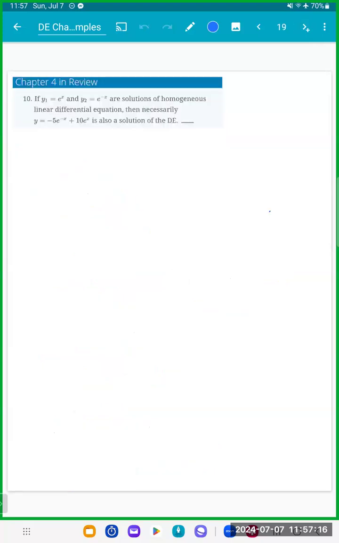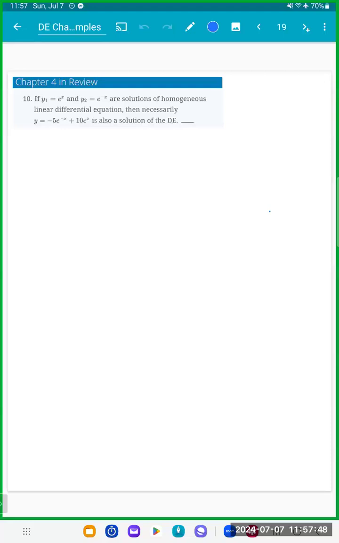The last type of problem that we're going to look at is out of the review section. So this one is really just asking you to verify that if y1 equals x e to the x and y2 equals e to the negative x, and they are solutions of a homogeneous linear equation, then show that y equals negative 5 e to the negative x plus 10 e to the x is also a solution.